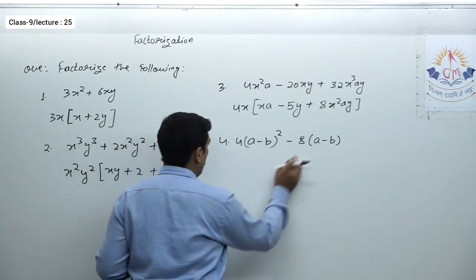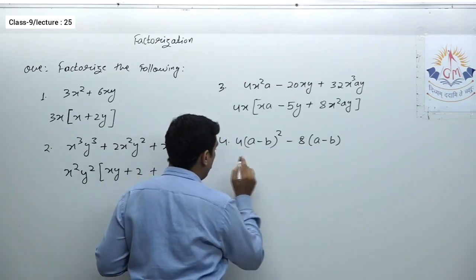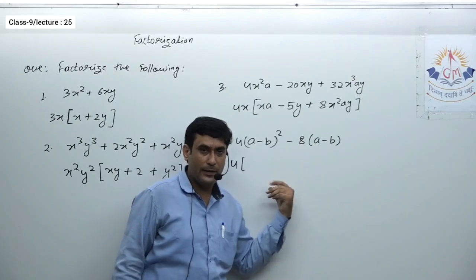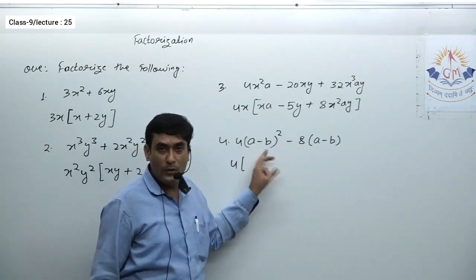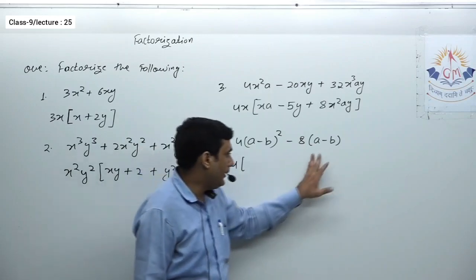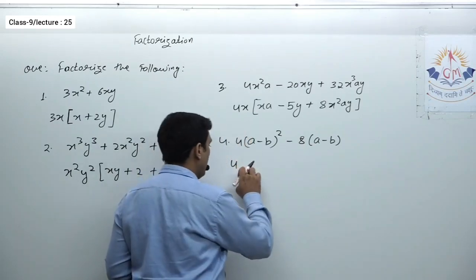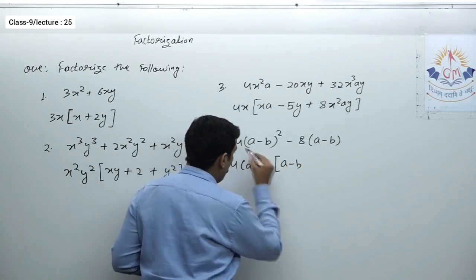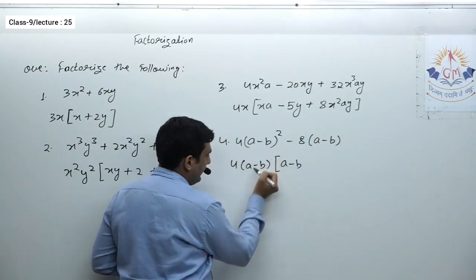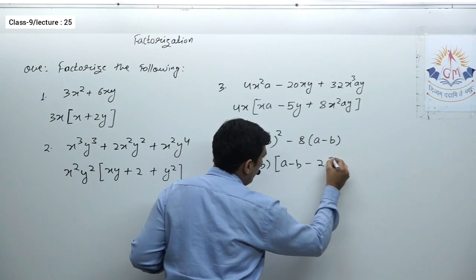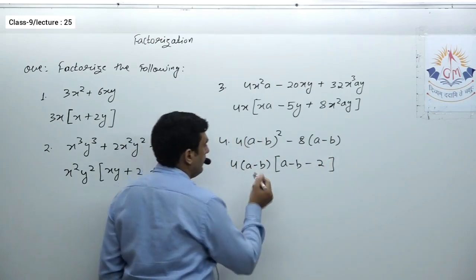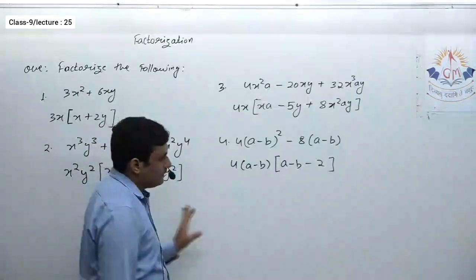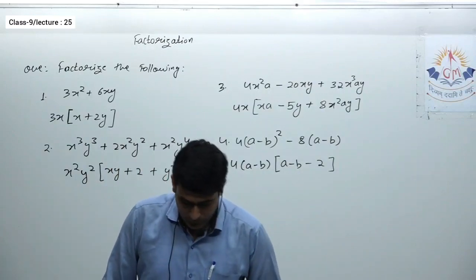So first of all, if I check the numeric values, definitely I can take 4 common, because 4 is 4 into 1, 8 is 4 into 2. Now this is (a minus b) whole square, that means (a minus b) multiplied by (a minus b). Here it is a minus b, so I can also take (a minus b) common. Now what am I left with? 4 has been taken common and (a minus b) has been taken common, so (a minus b minus 2). So this is the final answer, 4(a minus b)(a minus b minus 2). So note down these 4 questions and then we'll start questions from your textbook.